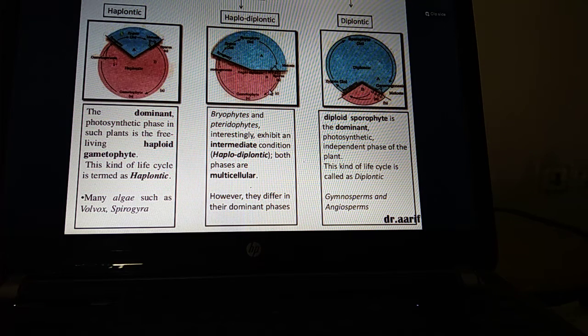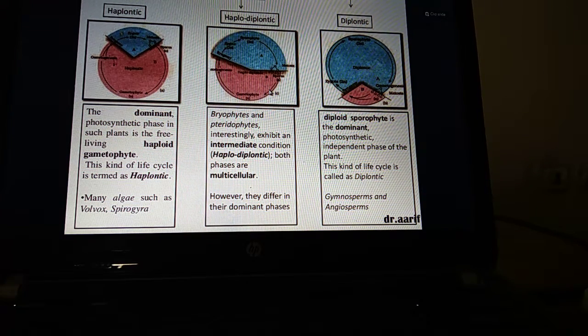So these are the three types of life cycles present in the kingdom Planta. Okay? And these are present in the different groups.